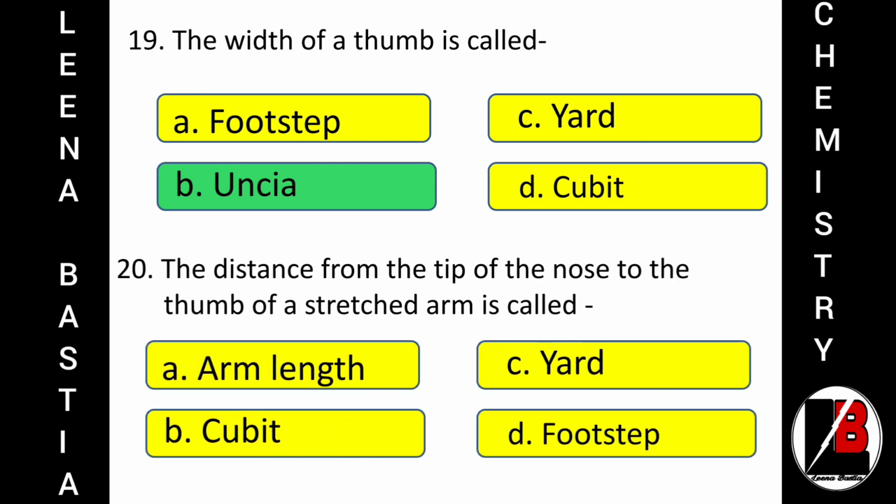The distance from the tip of the nose to the thumb of a stretched arm is called what? Options are arm length, then cubit, yard, footstep. So the answer is yard.